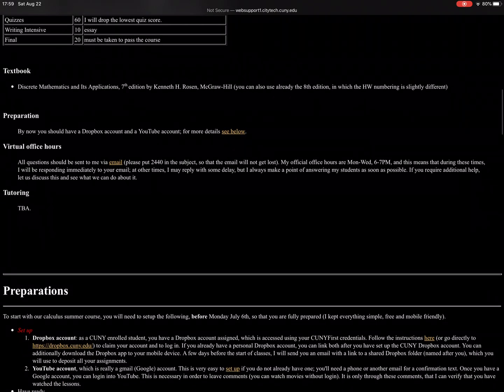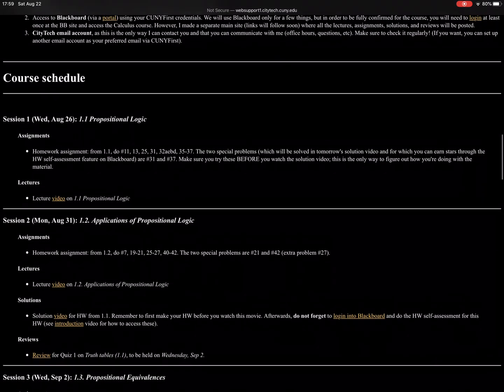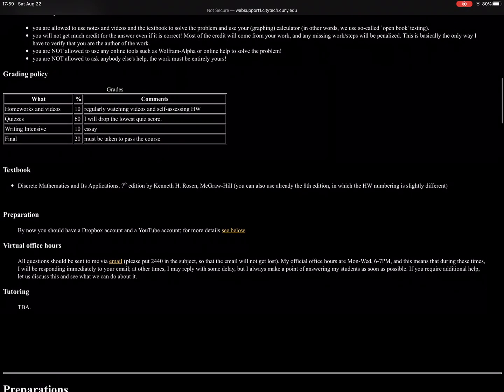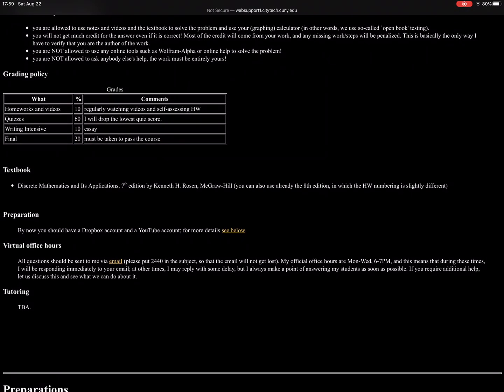The preparation: I hope that by now you have a Dropbox account because you have to deposit your pledge. And then, when is your first quiz? Well, that depends on which course you're taking, but it's going to be soon. Because there are going to be a lot of quizzes, I should tell you. There are going to be more. It's been almost every week going to be a quiz.